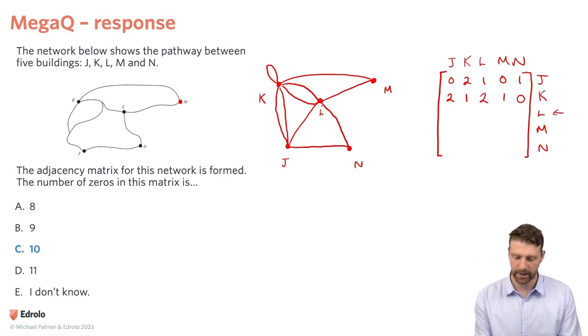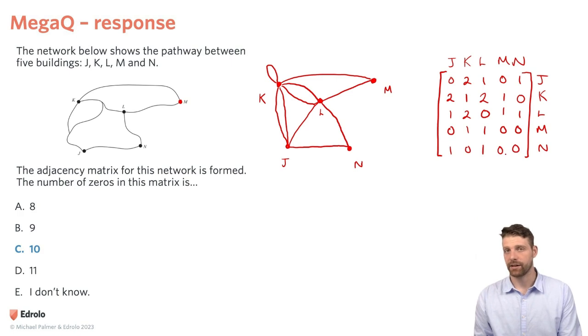From L, can we connect L to N? Yes, we can, just once. M, just once. L is connected to J once, connected to K twice, and not connected to itself. Okay, we're getting there now. Let's look at our connections for M. So M is connected to L and K, so we'll fill that in, and N is connected to L and J. I think that's our adjacency matrix.